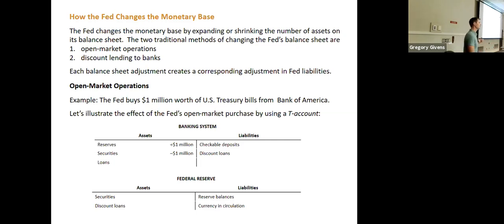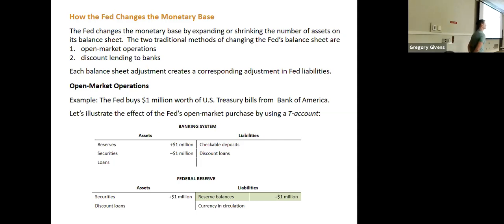The Fed buys the securities from Bank of America. So what happens over here on the asset side of the balance sheet? Their holdings of Treasury securities go up by $1 million, right? How does the Fed pay for those securities? By crediting the reserve account of Bank of America that it holds with the Fed. Therefore, the Fed has instantly created $1 million worth of new liabilities for itself by instantly creating $1 million worth of new reserve balances.